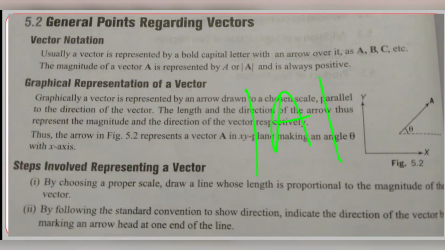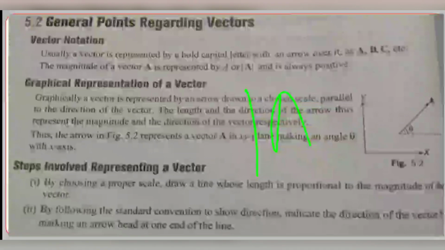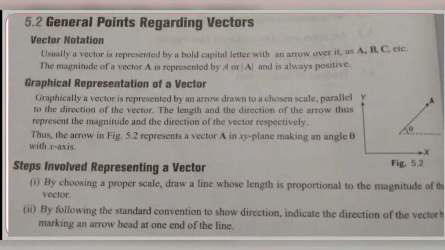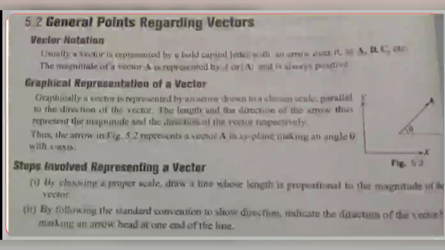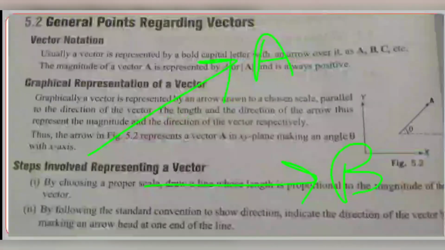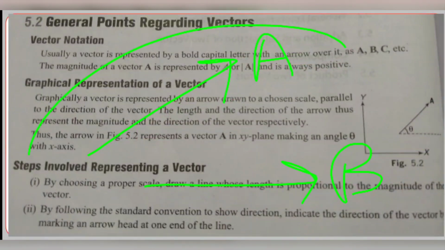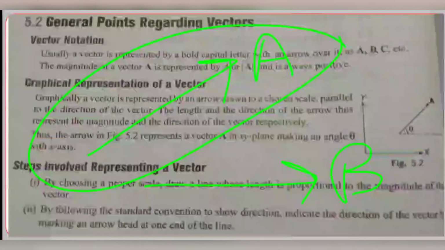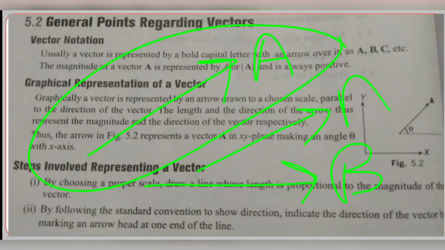The second is the graphical representation of a vector. Graphically, a vector is represented by an arrow drawn parallel to the direction of the vector. The length and direction of the arrow represent the magnitude and the direction of the vector respectively. Maybe we give this as vector A and this as vector B. When we draw a vector, the direction we assign is the actual direction of vector A, and this is the actual direction of vector B.